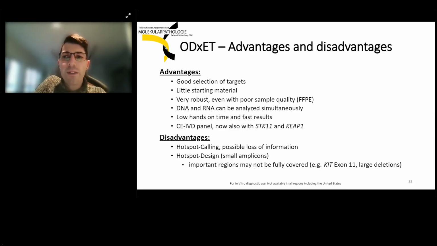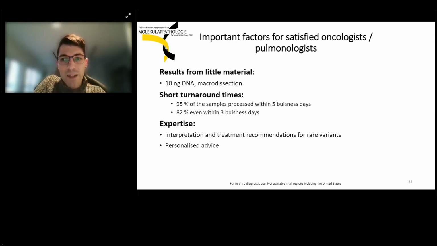The slide here summarizes the most important advantages and disadvantages of the ODxET panel. Indeed, in our applications, the advantages of the panel clearly outweigh the disadvantages, providing important factors for satisfied oncologists and pulmonologists. So one important point is that we get results from little material, which is often the case in lung cancer samples, and as well short turnaround times, which are pretty important because the earlier therapy can be started, the better.